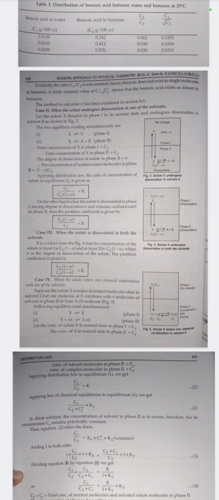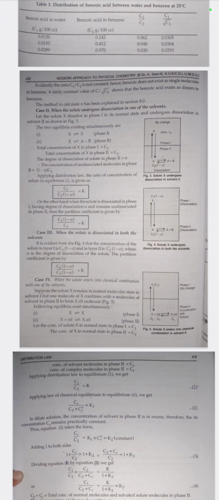Evidently, the ratio C1 by C2 is not constant. Hence, benzoic acid does not exist as single molecules in benzene. A fairly constant value of C1 by square root of C2 shows that the benzoic acid exists as dimers in benzene. The method to calculate n has been explained in section 8.0.